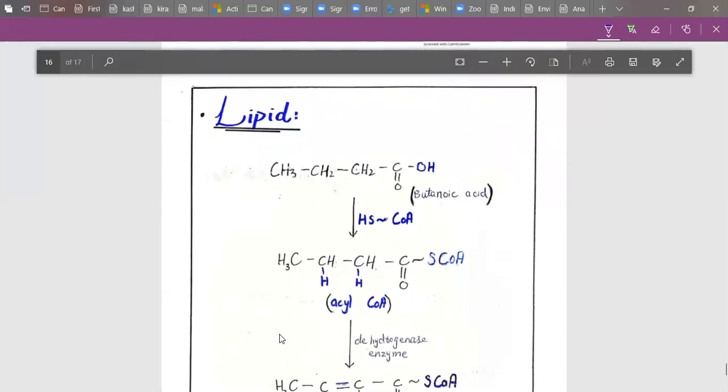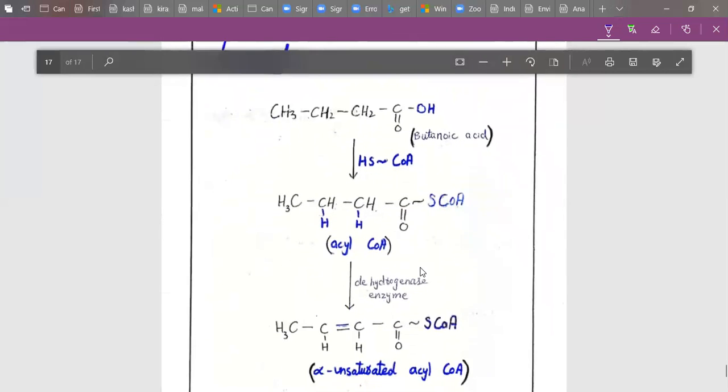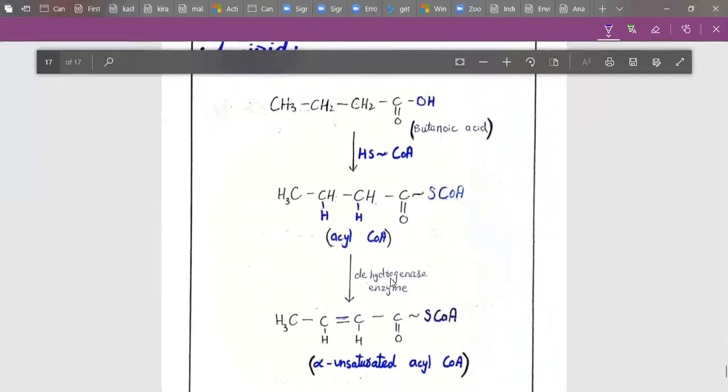Lipids. Lipids are made up of fatty acids. So here I take a simple fatty acid. In the presence of coenzyme A, the OH group is removed and the coenzyme is attached at this carbon position. So this is called acyl-CoA. The dehydrogenase enzyme has the ability to remove hydrogen. So these hydrogens are removed. Due to the removal of these hydrogens, the double bond is formed. So this is called alpha unsaturated acyl coenzyme.